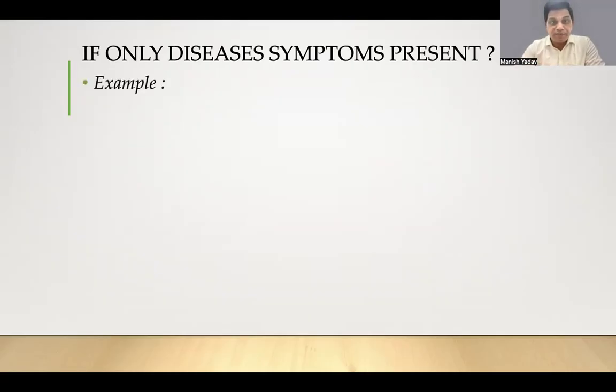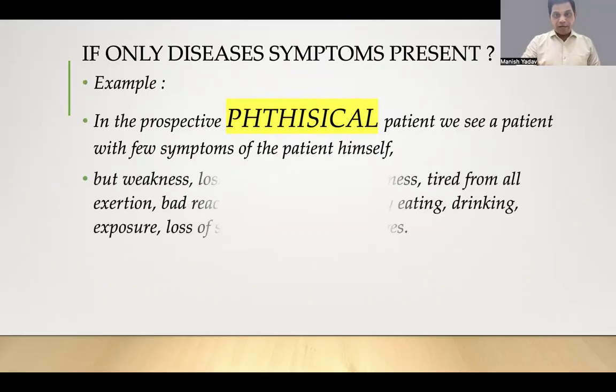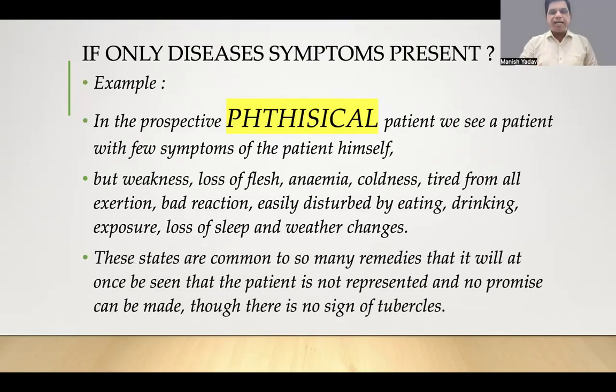If only disease symptoms are there, for example, now he gives another example. In a phthisical patient, like a tuberculosis patient, we see a patient with few symptoms of the patient himself. But weakness, loss of flesh, anemia, coldness, tired from all exertion, bad reaction, easily disturbed by eating, drinking, exposure, loss of sleep, weather changes. These states are common to so many remedies that it will at once be seen the patient is not represented, and no promise can be made, though there are no signs of tuberculosis.